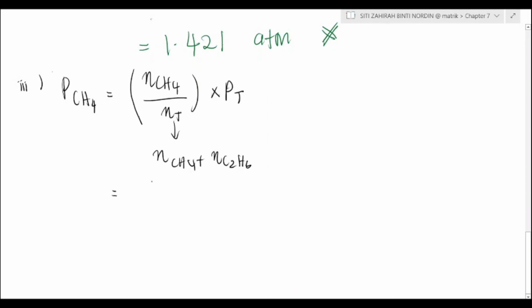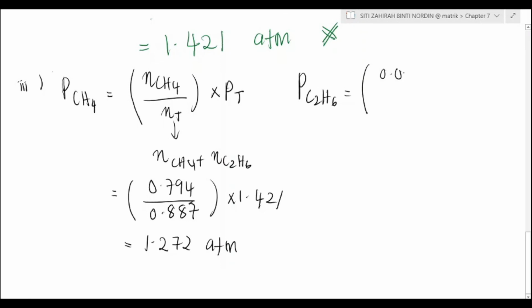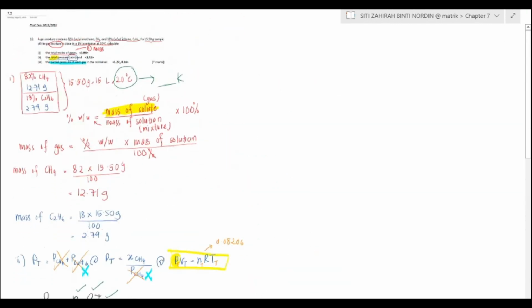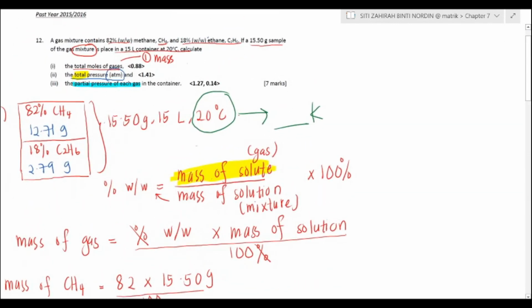So this would be 0.794 divided by 0.887, and for ethane 0.093 divided by 0.887, times 1.421. So that would be 0.149 atm. Okay, so that's all for question 12.